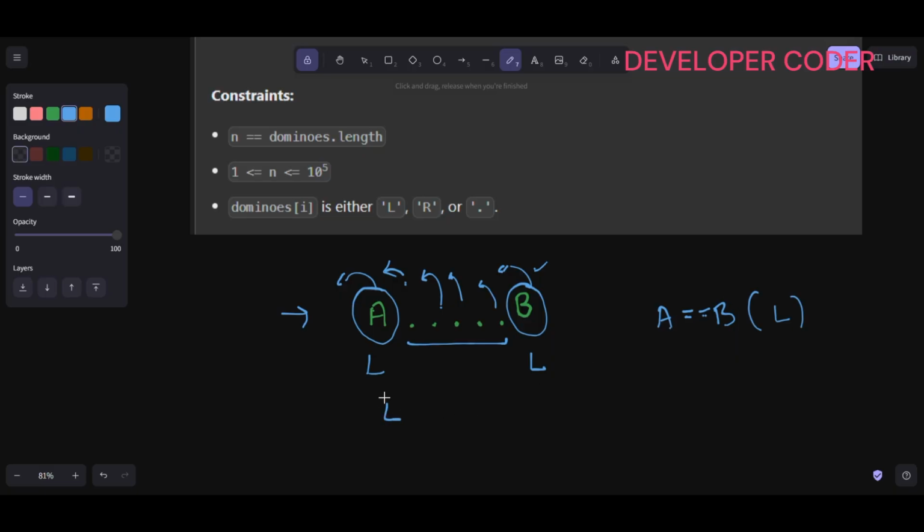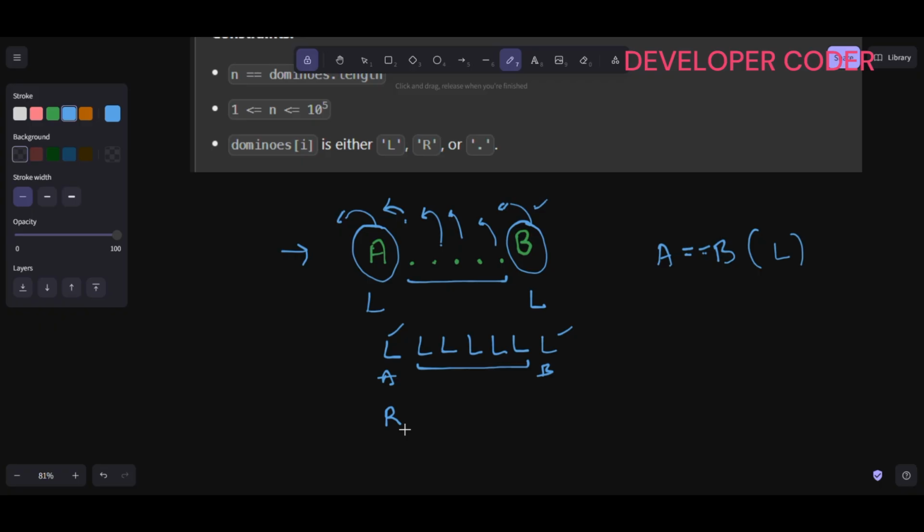So I have to fill them with that same value, since both are the same. If a and b both are L, then I have to fill like this. This is your a and this is your b, so in between you fill everything with L, if both are L. And in the same way, if both are R, then this is going to fall in the right direction, and the domino which is standing still here is also going to fall in the right direction.